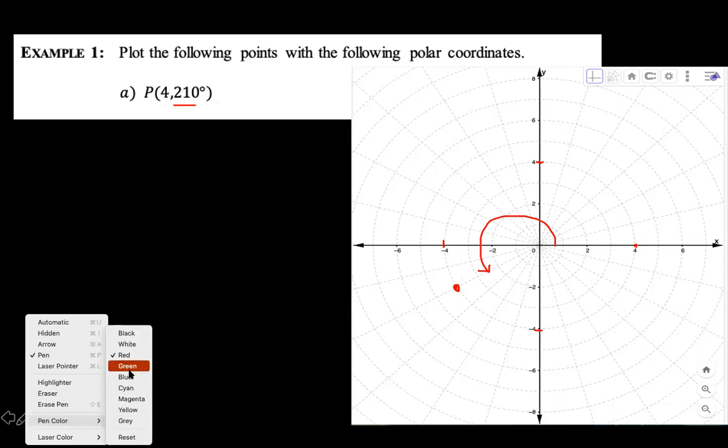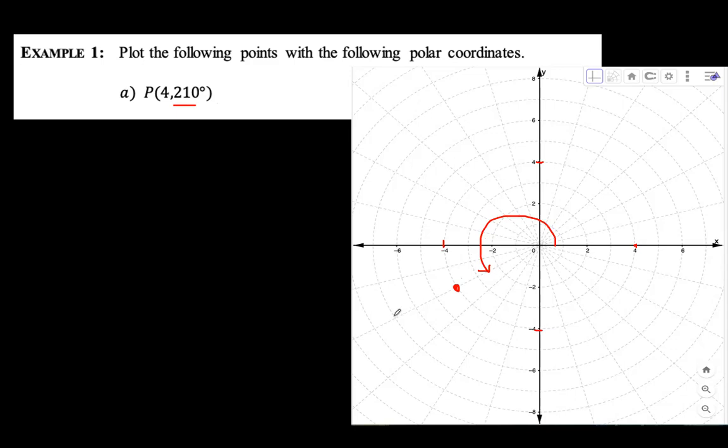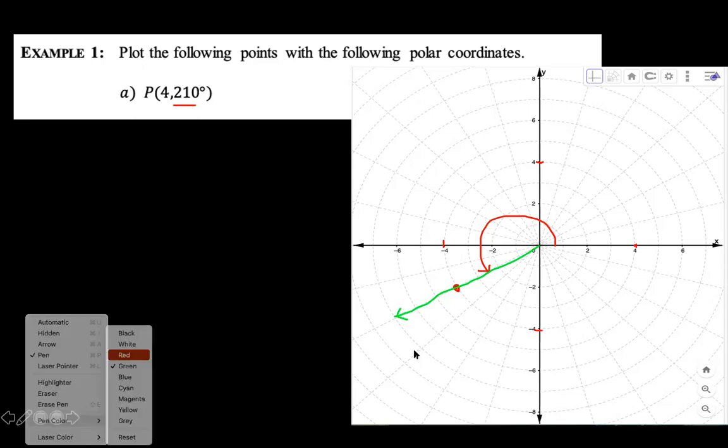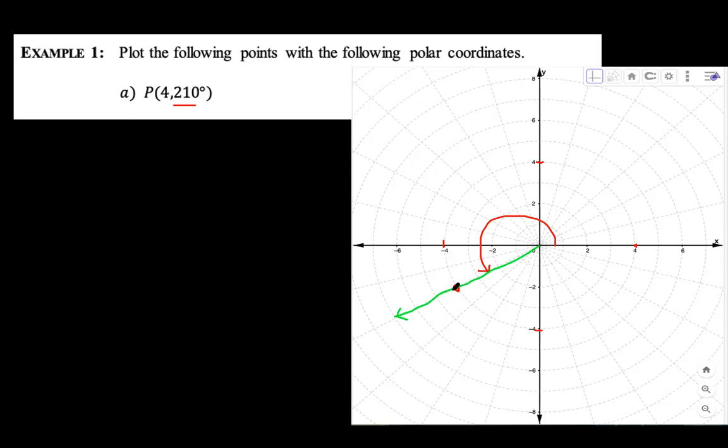Okay, let's just identify the terminal side. Here we go, the terminal side of the angle 210 degrees. And of course, since the radius is 4, the point can be found here, specifically here. So this is our point for 210 degrees. All right? Okay, so I hope everything is clear. So again, we plotted for 210 degrees. Here we go.